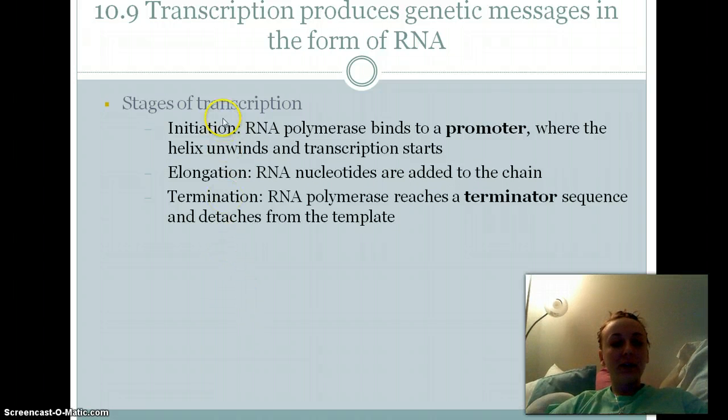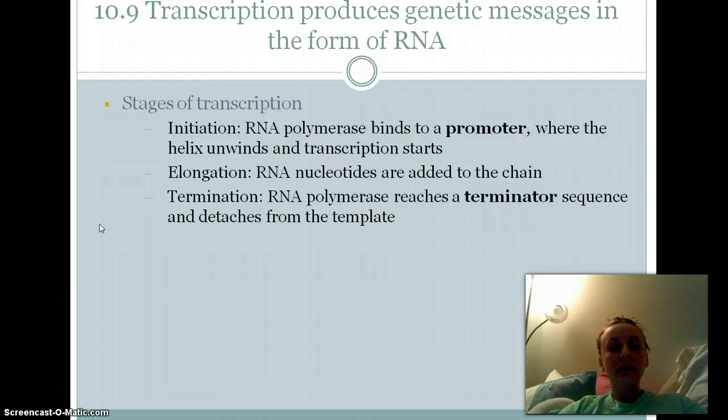So there are different stages to transcription. The first part is initiation. That's where that RNA polymerase is going to bind to the promoter. The promoter is on DNA, and I'm not really worried about you knowing the words promoter and terminator all that much. Just be familiar with what they mean. So initiation: that RNA polymerase, that enzyme that's going to catalyze this reaction, binds the promoter on DNA. The helix will unwind so that transcription can start.